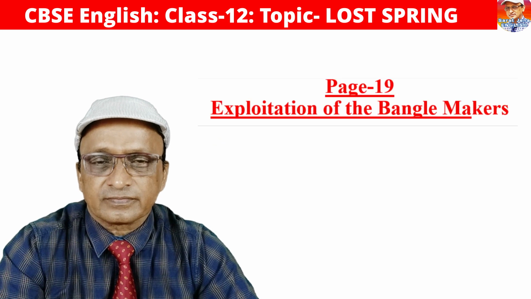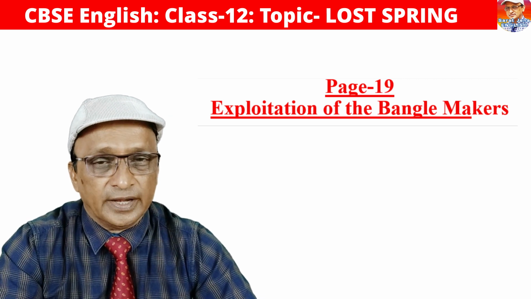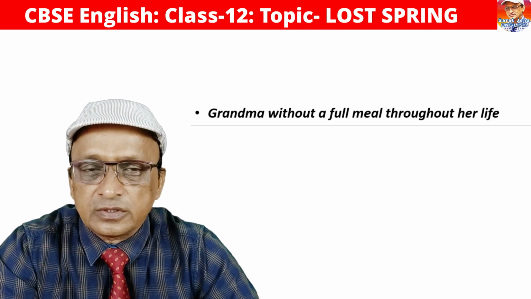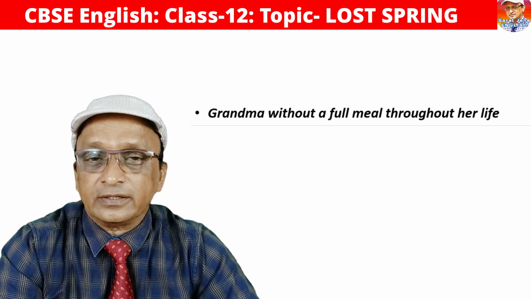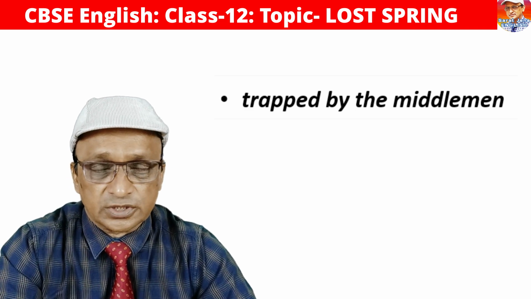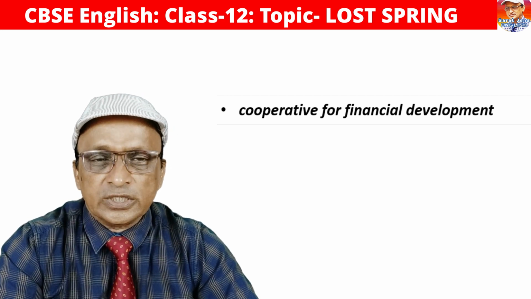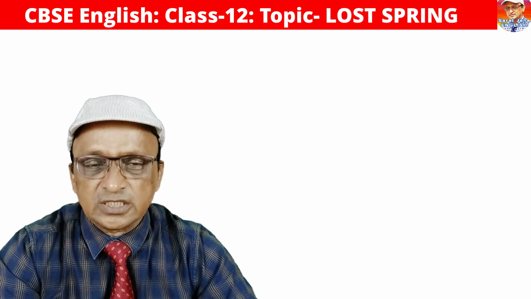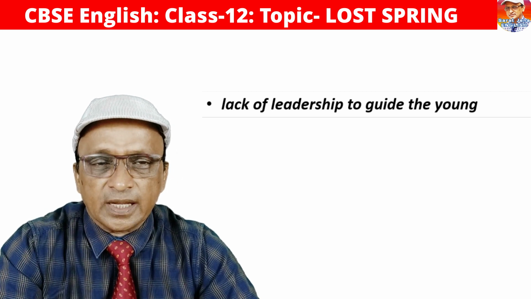In page number 19, we find another new idea. This page describes the poverty and exploitation of the bangle makers. Grandma of Mukesh expresses that she has not had a full meal throughout her life. A square meal a day she has not been able to get. The community practically cries for not having enough money to sustain themselves. The idea of starting a cooperative for financial development, when suggested by the writer, is said not to have been possible due to the interference of police. At the root, there is a lack of leadership to guide these young people in the bangle making industry.